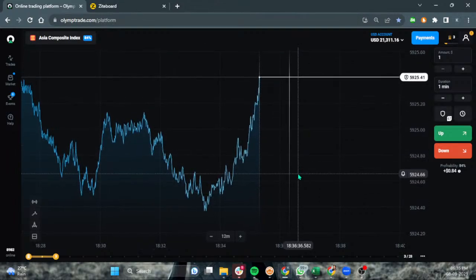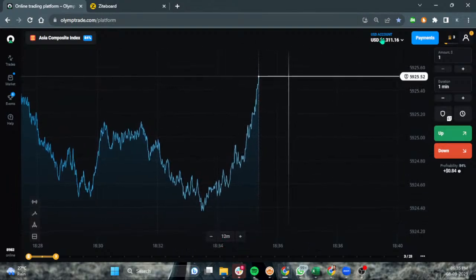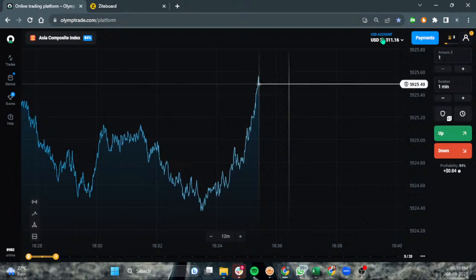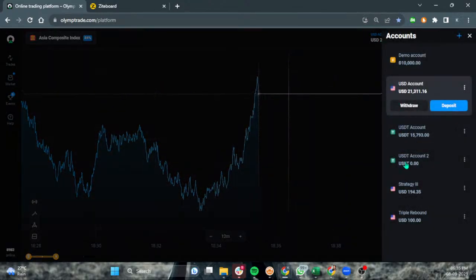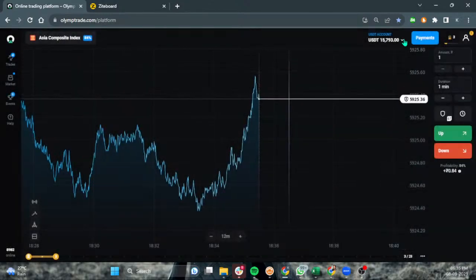And this is your graph. This is the graph movement. This is the time frame with which the graph is working. This is the USD account I have right now. If you have multiple accounts, you can click on this one to switch between your multi accounts without any issue whatsoever. Okay, you can do that.